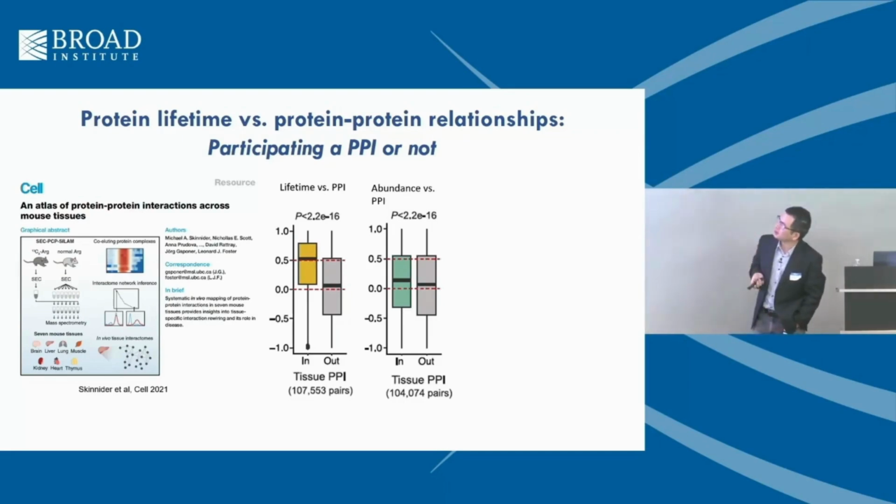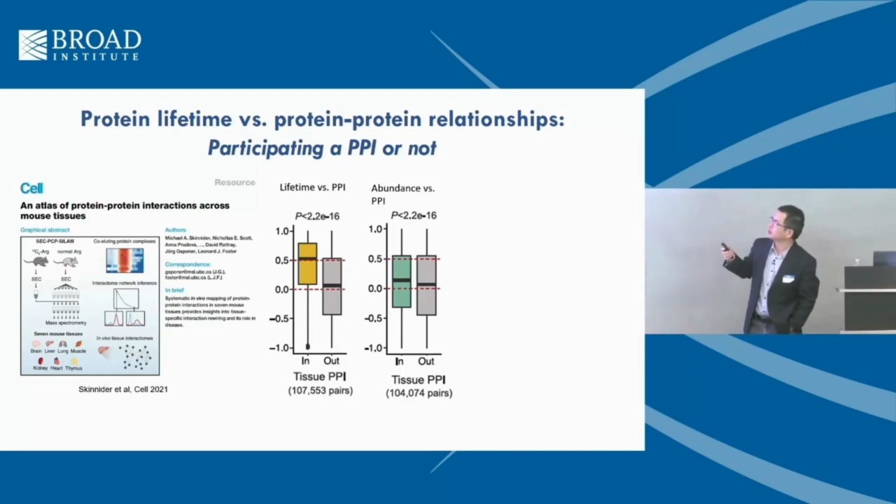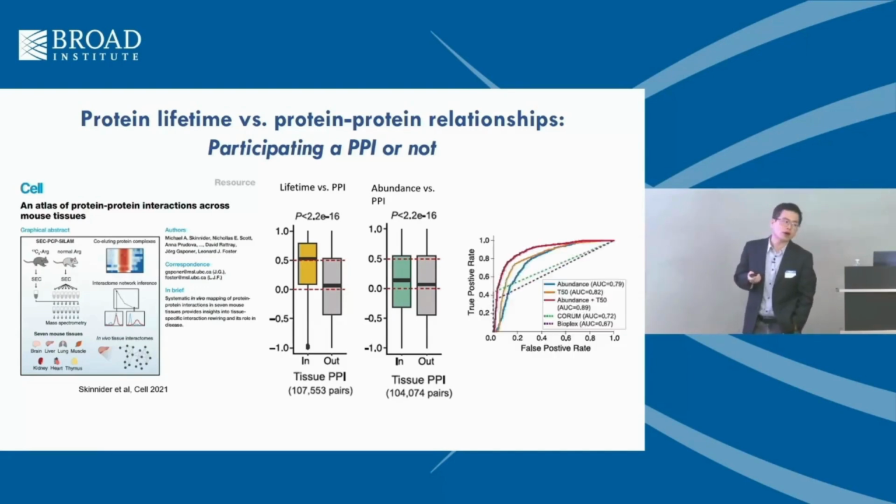So here you can see that we were a little bit surprised to find that the lifetime correlation between these protein pairs is even better than the correlation between the abundance of these protein pairs. So this is somehow not expected, because this actually indicates that the lifetime is a very strong indication of the protein-protein interaction. So we even performed some ROC curve analysis to ask whether or not we could rely on the lifetime to predict the protein-protein interaction.